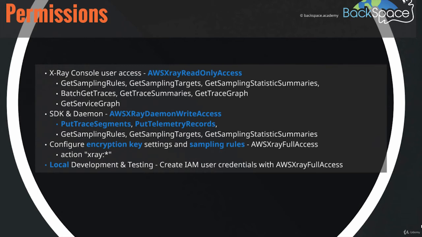And if you want to configure encryption key settings or sampling rules, you'll need to have AWS X-Ray full access. And that simply has the action in your policy, xray, and then the wildcard symbol to give full access. If you want to do local development and testing by running the X-Ray daemon on your local computer, then you'll need to have IAM user credentials with AWS X-Ray full access to enable you to access those resources that are running on AWS.